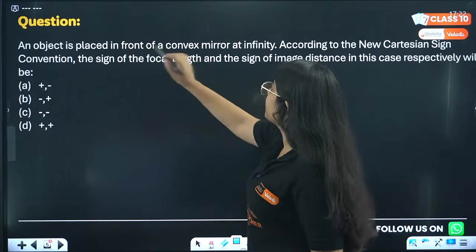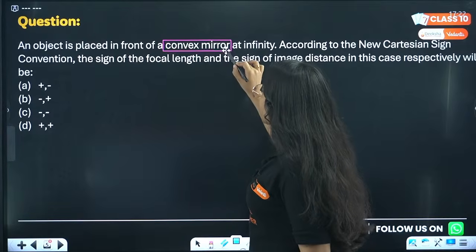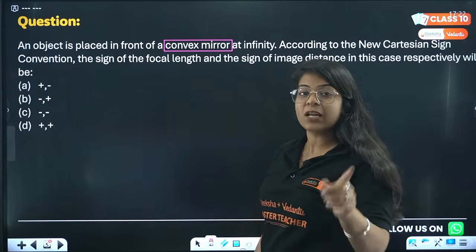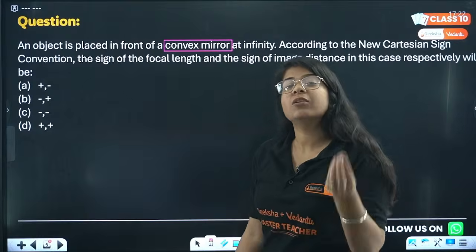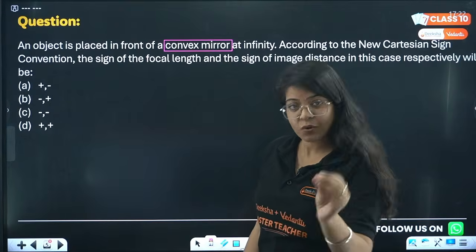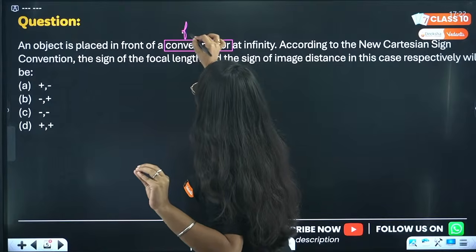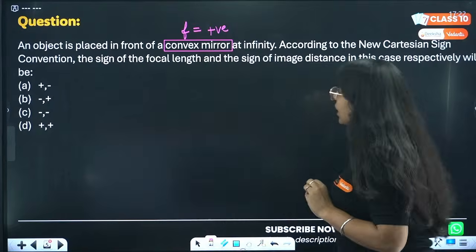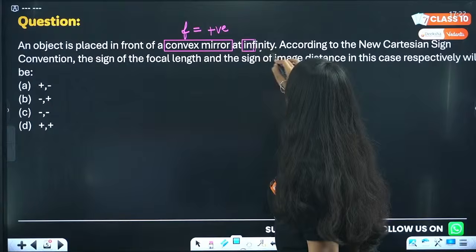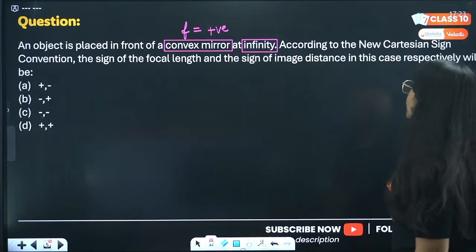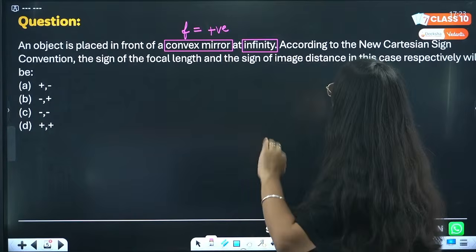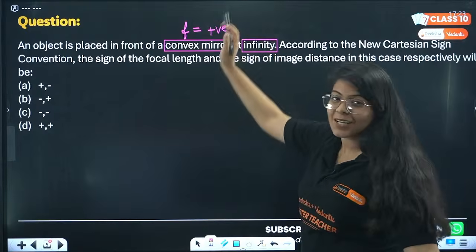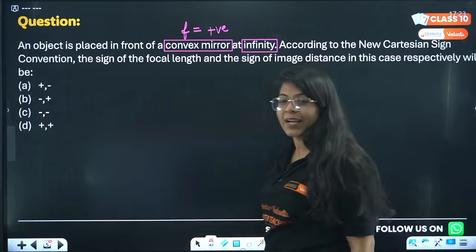Okay, an object is placed in front of a convex mirror. Now, as soon as you see the type of mirror that is given, you are going to write the focal length, the sign of focal length. Why am I doing all this? To reduce the silly mistakes, to reduce the errors. Okay, so we understand how to write it. Now, focus of the convex mirror is positive, right? Focal length is positive. Now, object is at infinity. According to the new Cartesian sign convention, the sign of the focal length and the sign of the image distance in this case respectively will be. So we already answered the question without even completing the whole question, right?